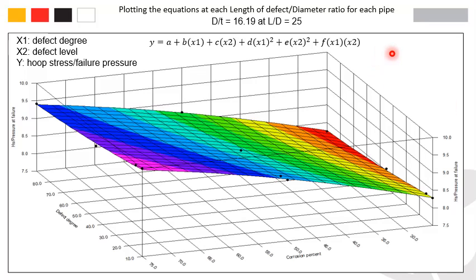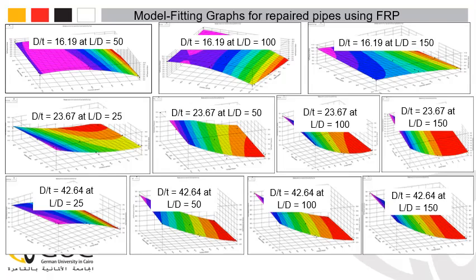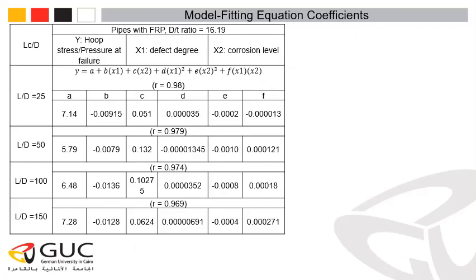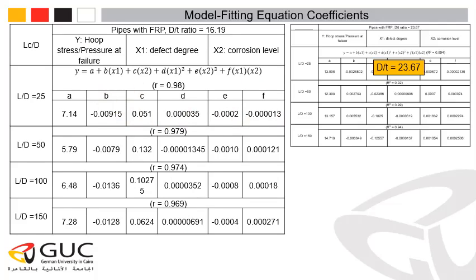The same thing done for generating the design equation for the non-repaired pipe is done here for the repaired pipes. The same fitting model is used. These are the fitting equations and models for other pipe sizes. And also I obtained the model fitting coefficients.